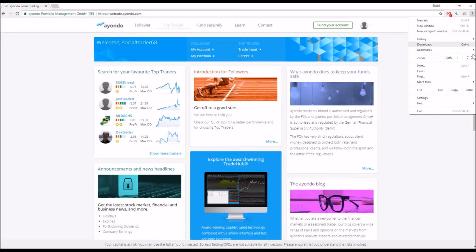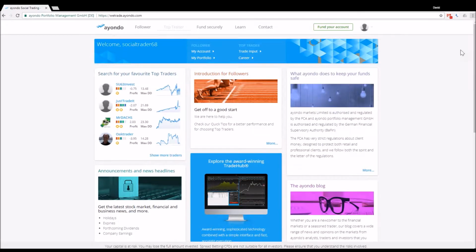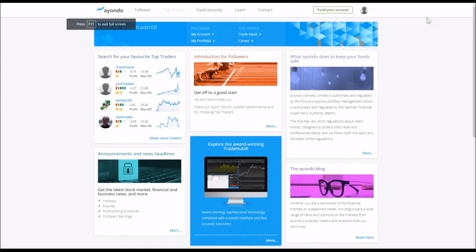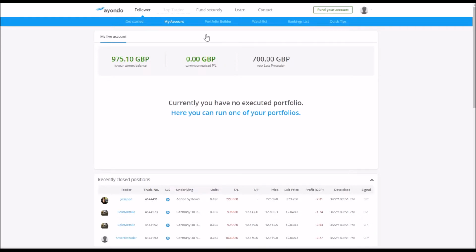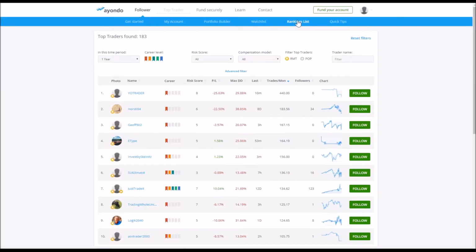Right, so when you first log in to the Aondo platform, you'll see something like this. So this is what's known as WeTrade, the WeTrade platform. It's browser based. I'm logged in here as my account. If I click on my account, I think there's about £950, £975 in there. At the moment, I've got no portfolios running, so there's nothing going on because I haven't clicked to execute it live. So the place to start is the rankings list. So let's click on there.